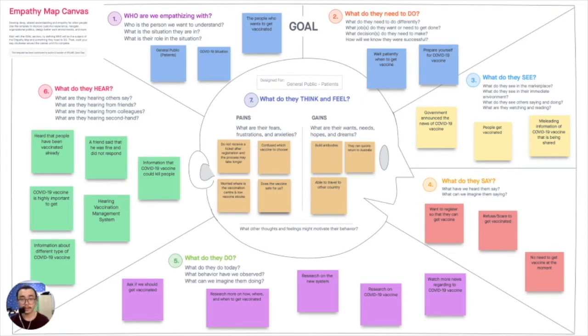What do they think and feel? They might be confused about the vaccine, which one to choose. Is the vaccine safe for us? Is the vaccine safe for the body? The gains, if it's successful: the body will build antibodies against COVID-19. Some might be able to return to Australia in no time.